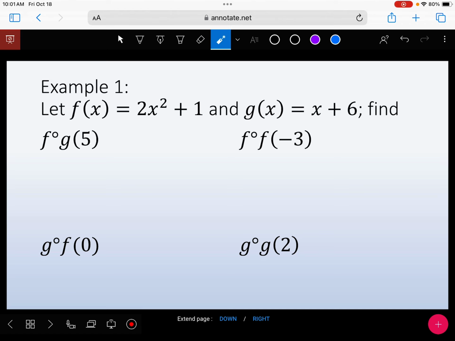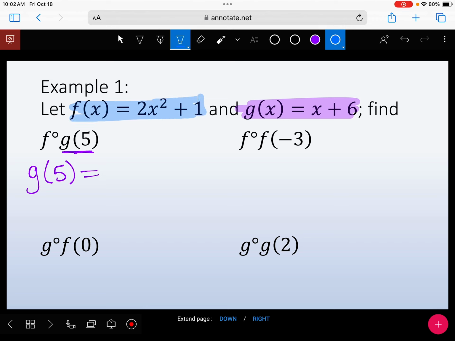So this first one means f of g of 5. In order to find f of g of 5, they gave us a value. We're going to start by finding g of 5. So we have two functions, g of x and f of x. I'm going to take that 5 and put it inside of my g of x function. So that would be 5 plus 6, which gives me 11.